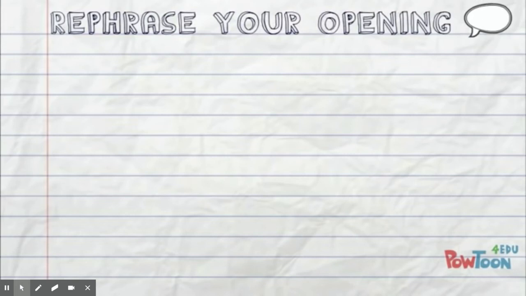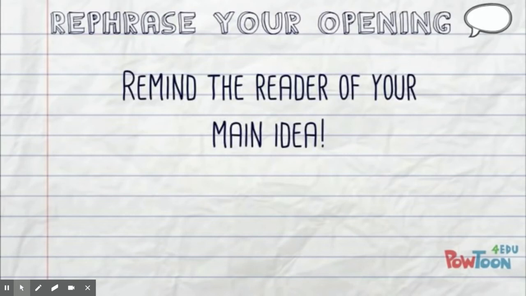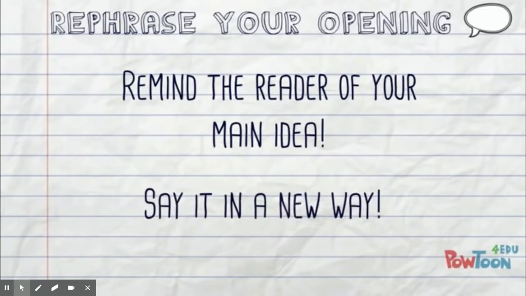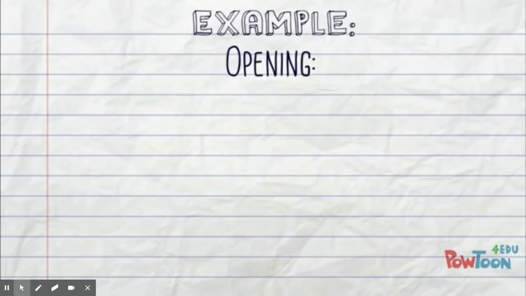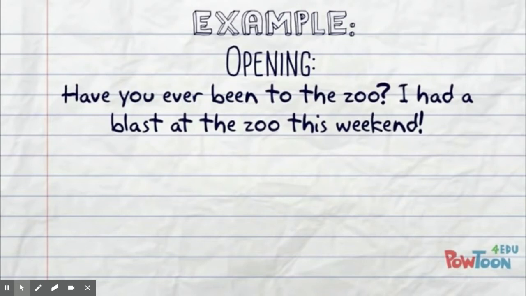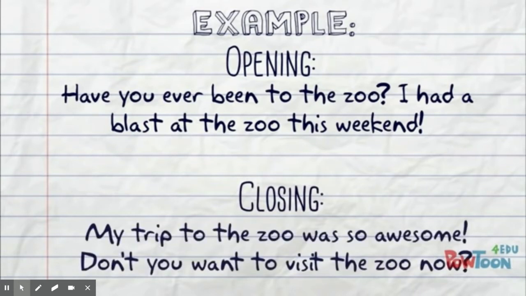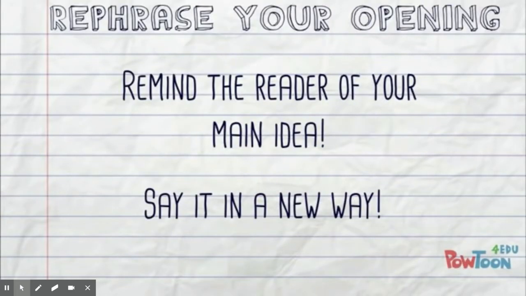You can rephrase your opening. This helps remind the reader of the main idea of your story. It's important to not use the same exact sentences as your opening, though, because that would be boring. You want to say it with different words. For example, if your opening said, "Have you ever been to the zoo? I had a blast at the zoo this weekend." Your closing might say, "My trip to the zoo was so awesome. Don't you want to visit the zoo now?" I reminded the reader that my whole story was about how fun my trip to the zoo was, but I said it in a different way.